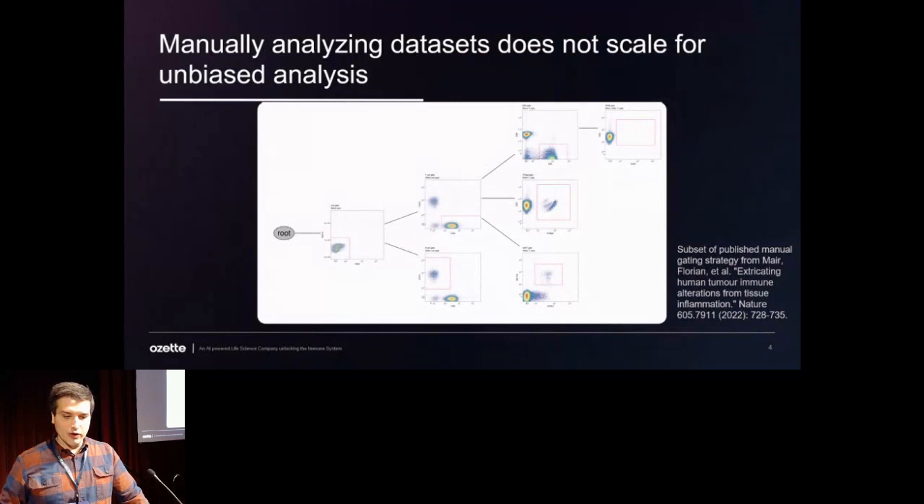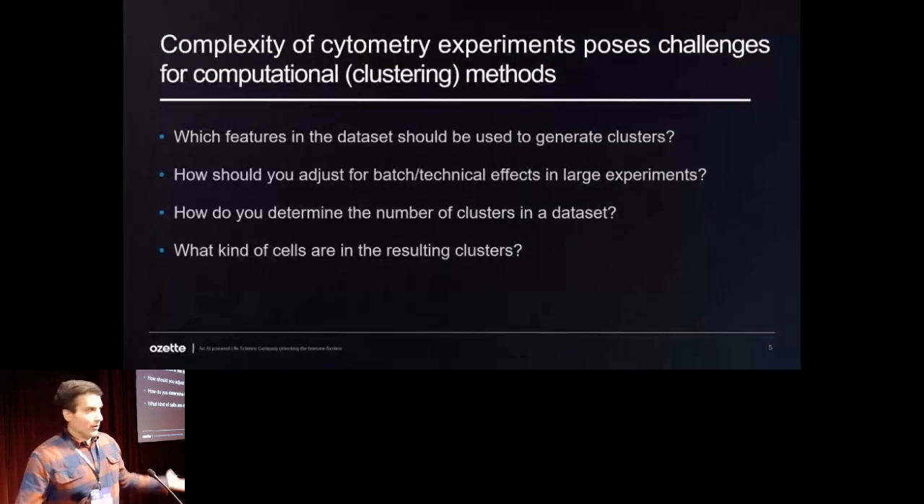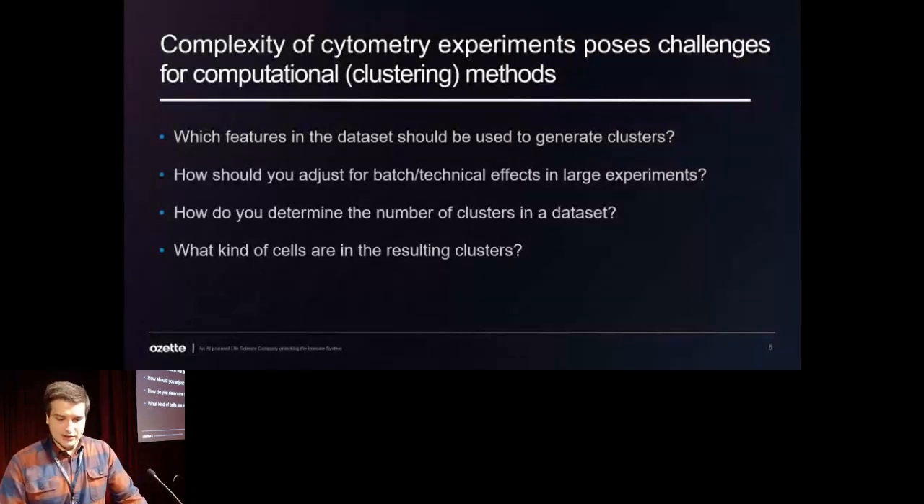But as the number of possible protein combinations has grown exponentially with the number of markers, you can't look at everything manually anymore. So this invites a computational solution, but there are a lot of challenges there too. If you just think about clustering as an analog to manual gating, there are a lot of challenges you have to answer with any method, and some of those are listed on the screen. So in the course of the talk, I'll return to these points one by one to discuss how our method addresses these questions.